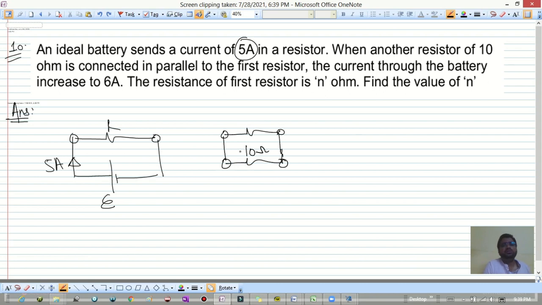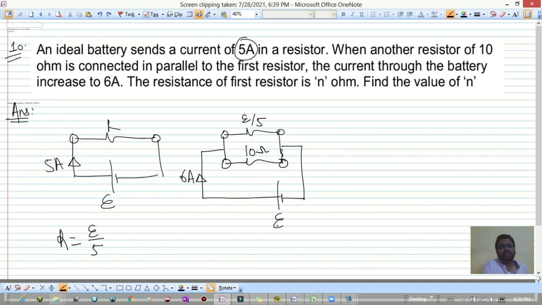The current through the battery increases to 6 ampere. So this current is 6 ampere. The resistance of the first resistor is N ohm, find the value of N. So what is R over here? R is E divided by I, that is 5. So here R is E divided by 5.